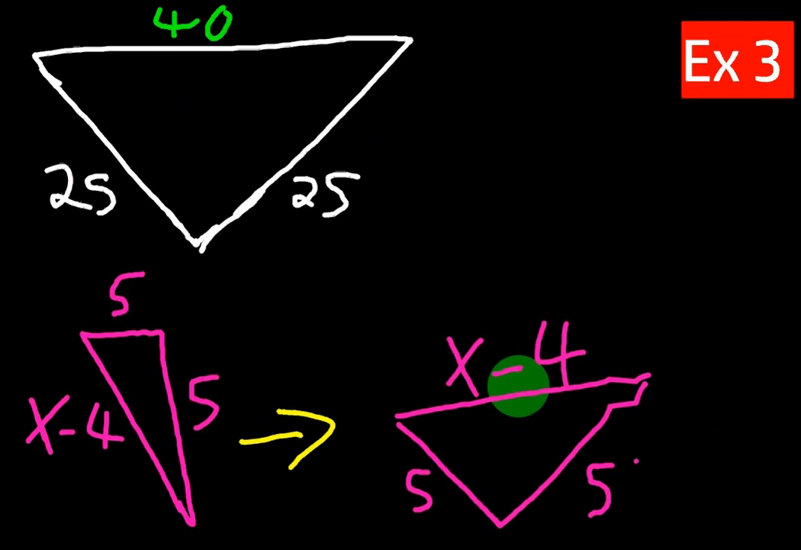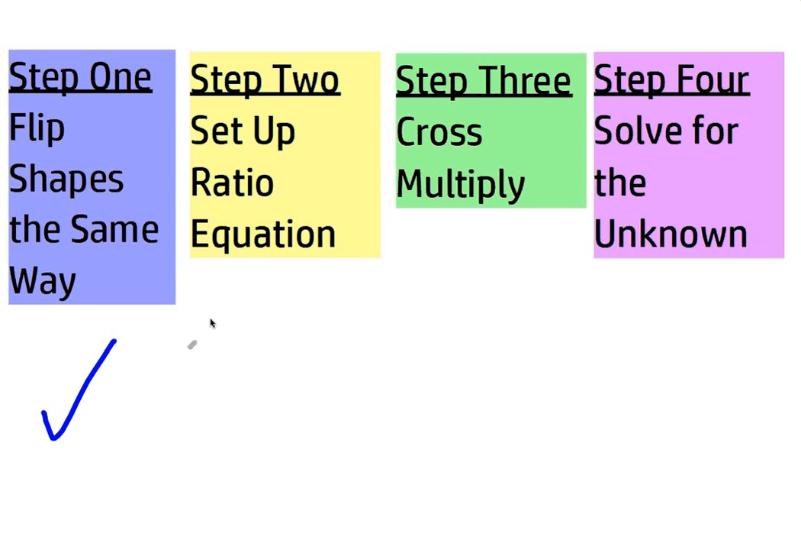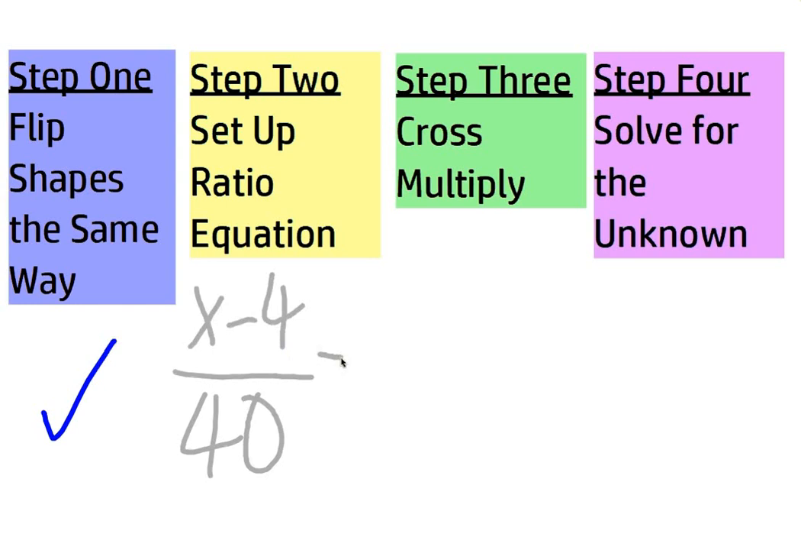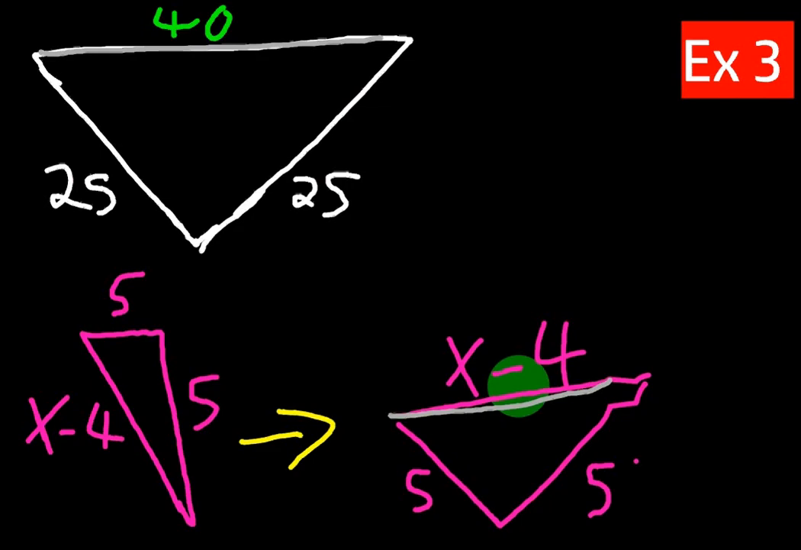Who can tell me the first thing you're going to do? Which is the first side you're going to highlight for this one? This is example 3. Says it on the board. X minus 4. Okay, and it will correspond to the 40. Now, listen, you always highlight the one that has the variable in it first, okay? And then, you're right, it's going to correspond to that one on top. So it'll be x minus 4 divided by 40. X minus 4? Okay.